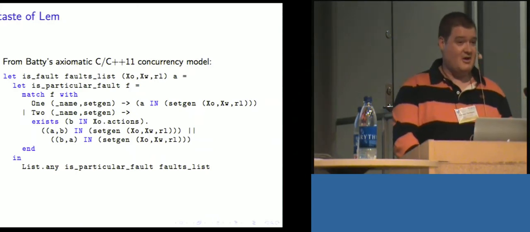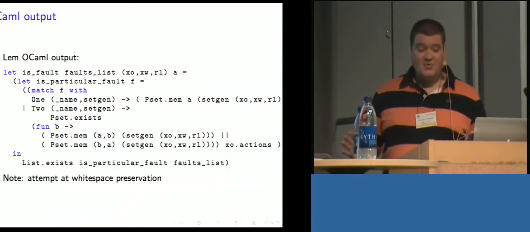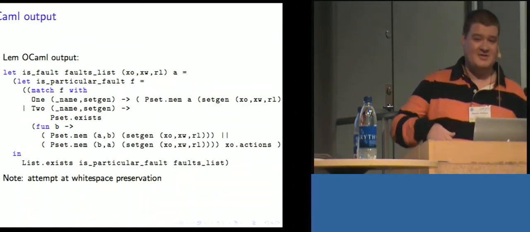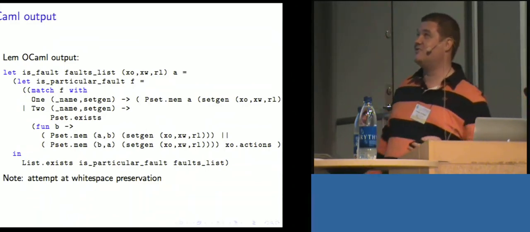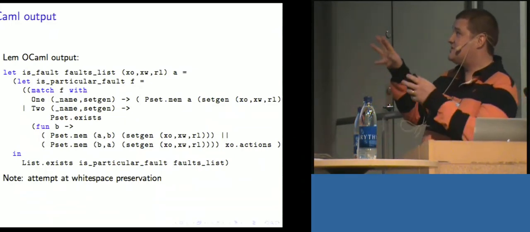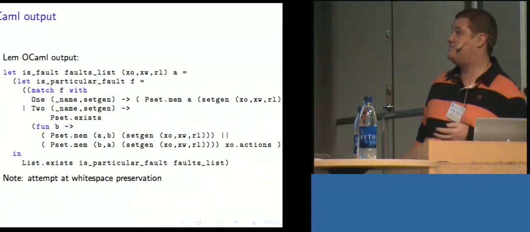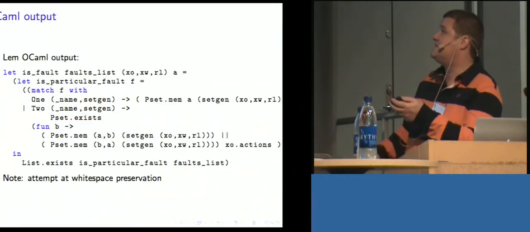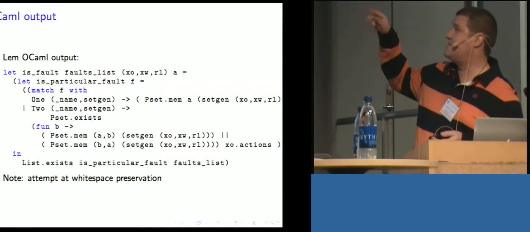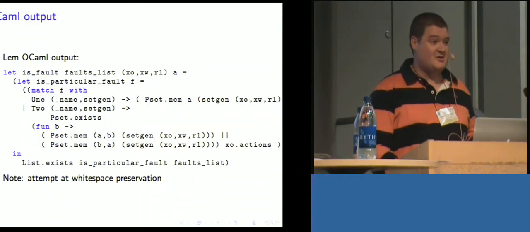So we can run Lem on this code to produce some OCaml output. And not much changes here. Obviously, in the Coq output you can't fit the equivalent on the slide, so I have to resort to the OCaml one. But some things have changed. So for example, list.any has been transformed to list.exists. The set membership test has been transformed to a call to Pset.mem, and so on.